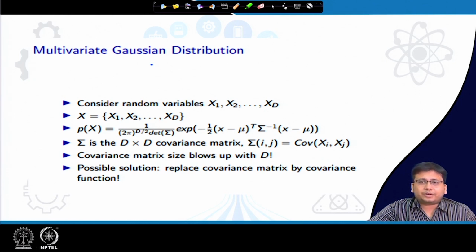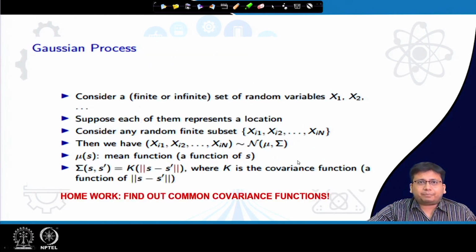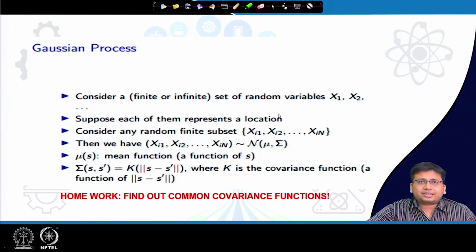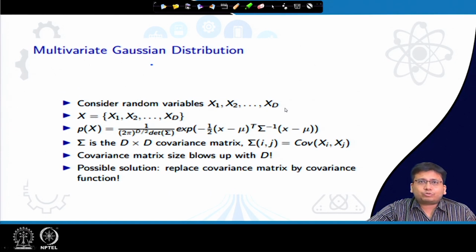That can happen easily if the covariance is stationary. So, let us explain that in a bit. The idea here is that instead of considering a finite set of d random variables like this, let us consider a finite or infinite set of random variables x1, x2 and so on. Okay. So, basically we are relaxing this to the situation where d tends to infinity.